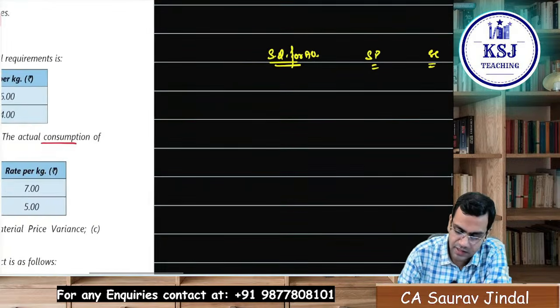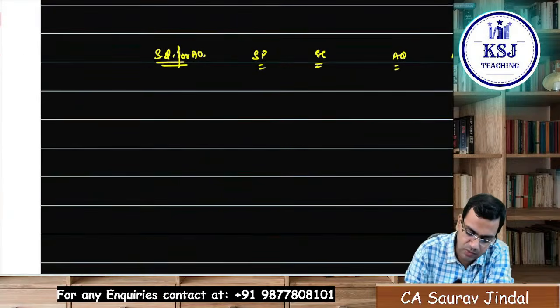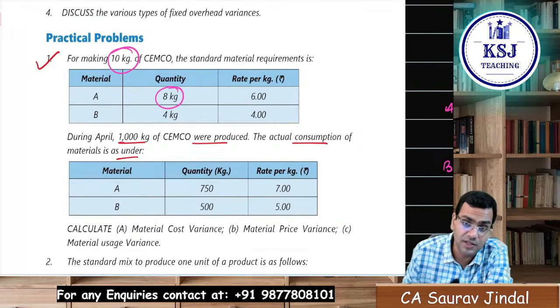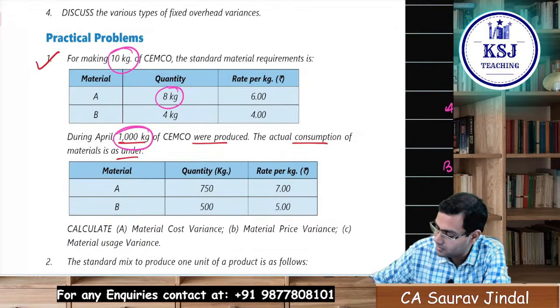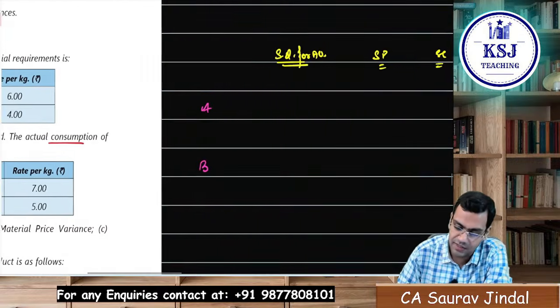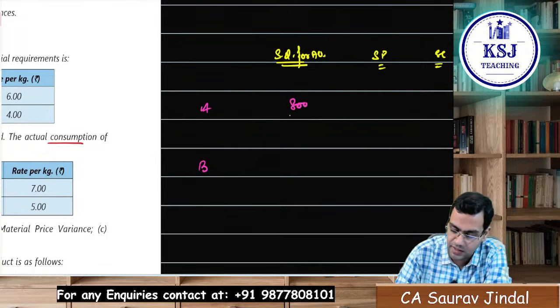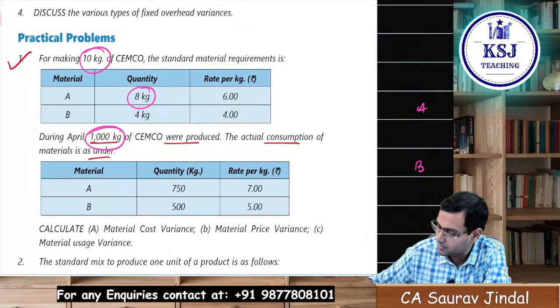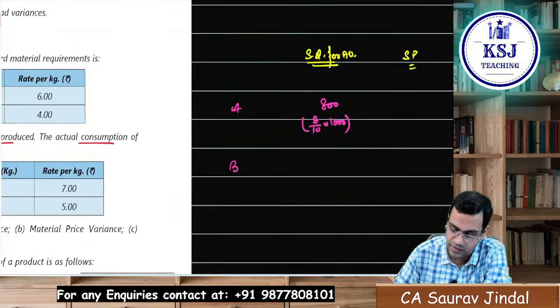What is the standard quantity for actual output? So there are two products. One is A, another product is B. For A, he says 8 kg is required for 10 kg. So what will be required for 1000 kg? That will be 8 divided by 10 multiplied by 1000. That is 800 kg will be the standard quantity here. How, sir? 8 divided by 10 multiplied by 1000. For B, it is going to be 4 divided by 10 multiplied by 1000. That is 400 kg.